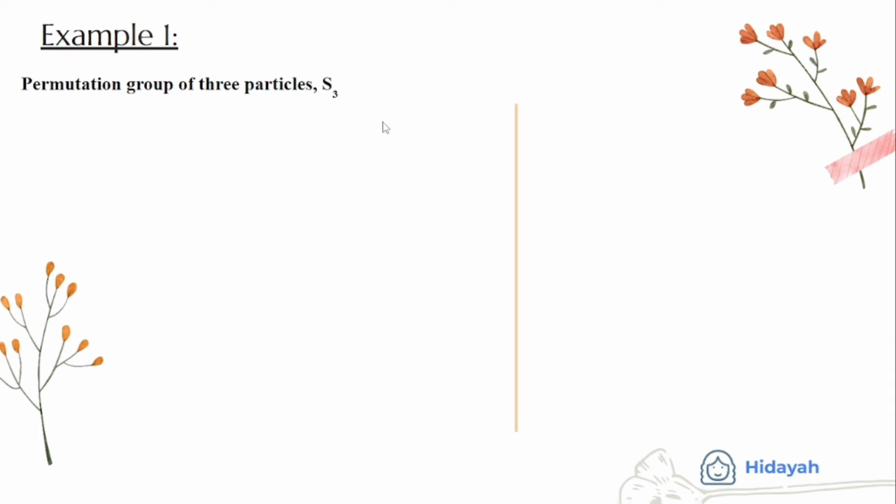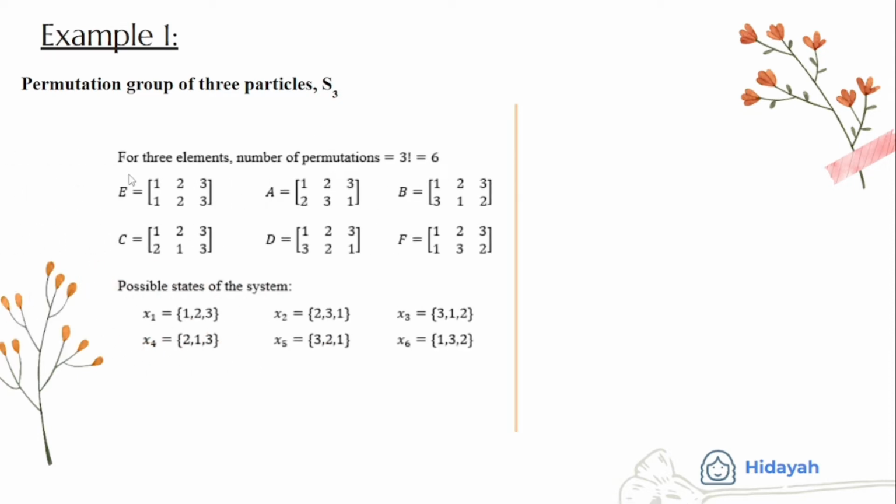Next, we will discuss Example 1. We have an example of the permutation group of 3 particles, S3. So for 3 elements, the number of permutations equals 3 factorial, which equals 6, so we must have 6 permutation functions. This is the permutation function with e equals 1, 1, 2, 2, 3, 3. This means that it maps element 1 to element 1, element 2 to element 2, and element 3 to element 3. So this is the rest of the permutation functions.